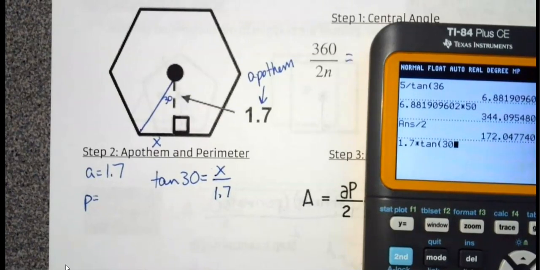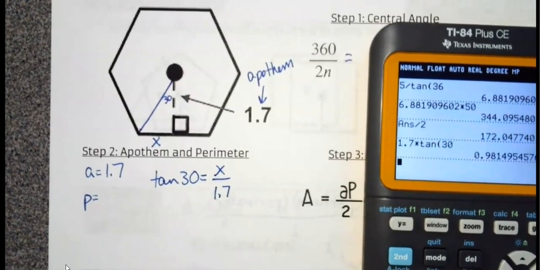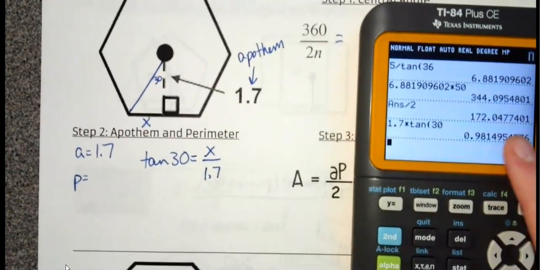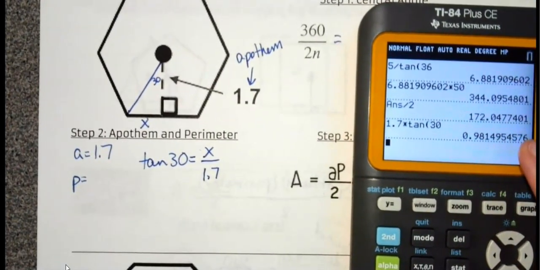Then it's x times tangent of 30. Since x is on top, we're going to multiply. But I'm not going to take this number out of the calculator before I solve for the perimeter.